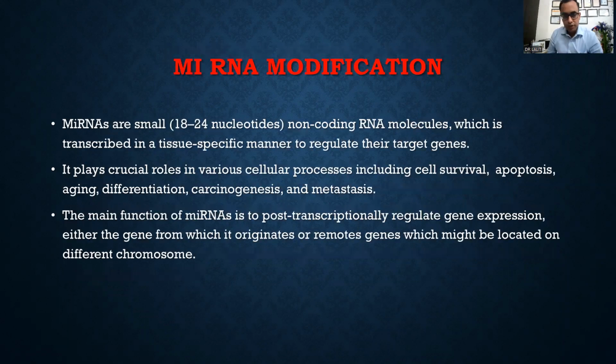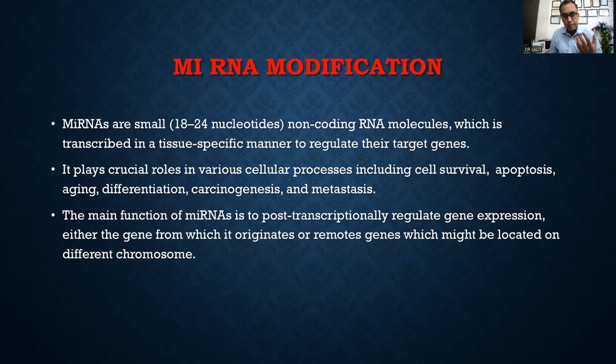Then miRNA modification. This is the third epigenetic mechanism. miRNAs are small 18 to 24 nucleotide non-coding RNA molecules which are transcribed in a tissue-specific manner to regulate target genes. Now we know that RNA is a highly unstable structure. As a result, it is difficult to detect RNA levels in the blood. It is because of this that the majority of vaccines are DNA based, and only rarely is there an RNA-based vaccine, like the Moderna vaccine. So probably the reason is that it is a highly fragile molecule.